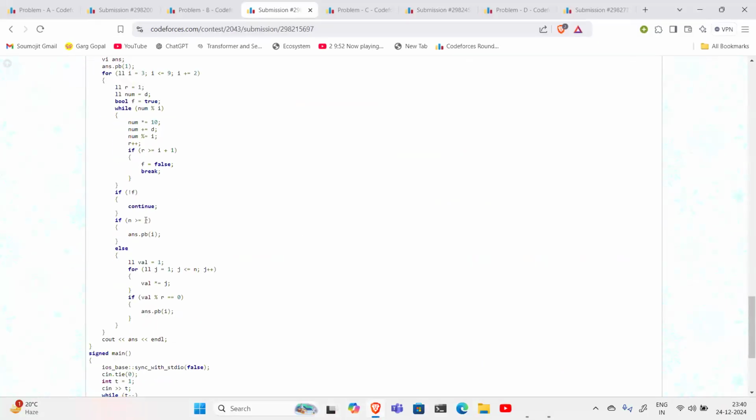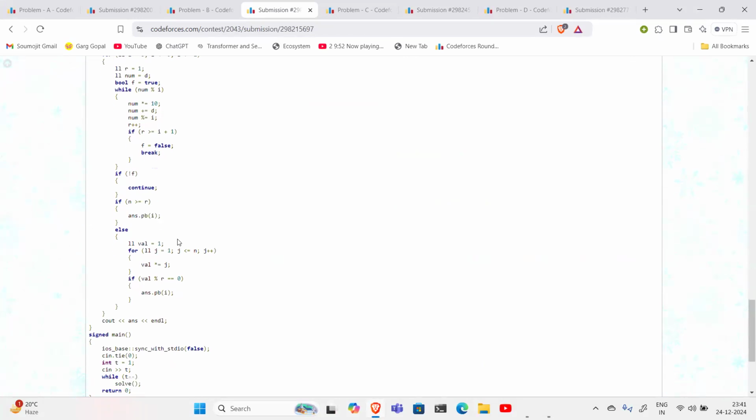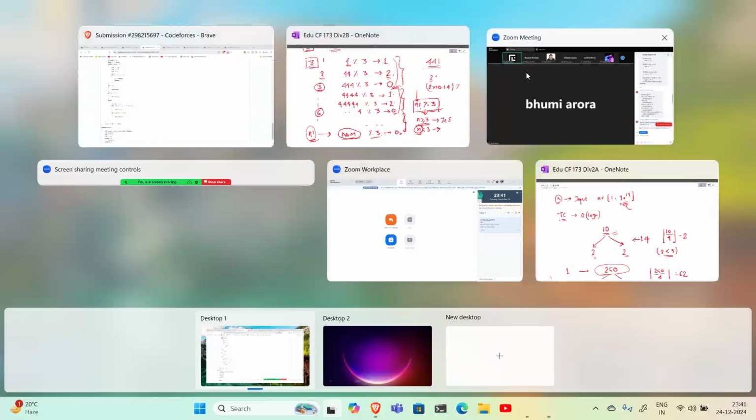So here R was the length. If I know that n is greater than or equal to R, that means n factorial is divisible by R. So I can just simply push it in the answer. But if I know that n is less than R, that means n is small. And in that case, I can simply compute the value of n factorial. So I just computed the value of n factorial, stored it in val, and then checked whether val is divisible by R or not. And I've pushed it in the answer and finally printed. Okay, so I hope it's clear.